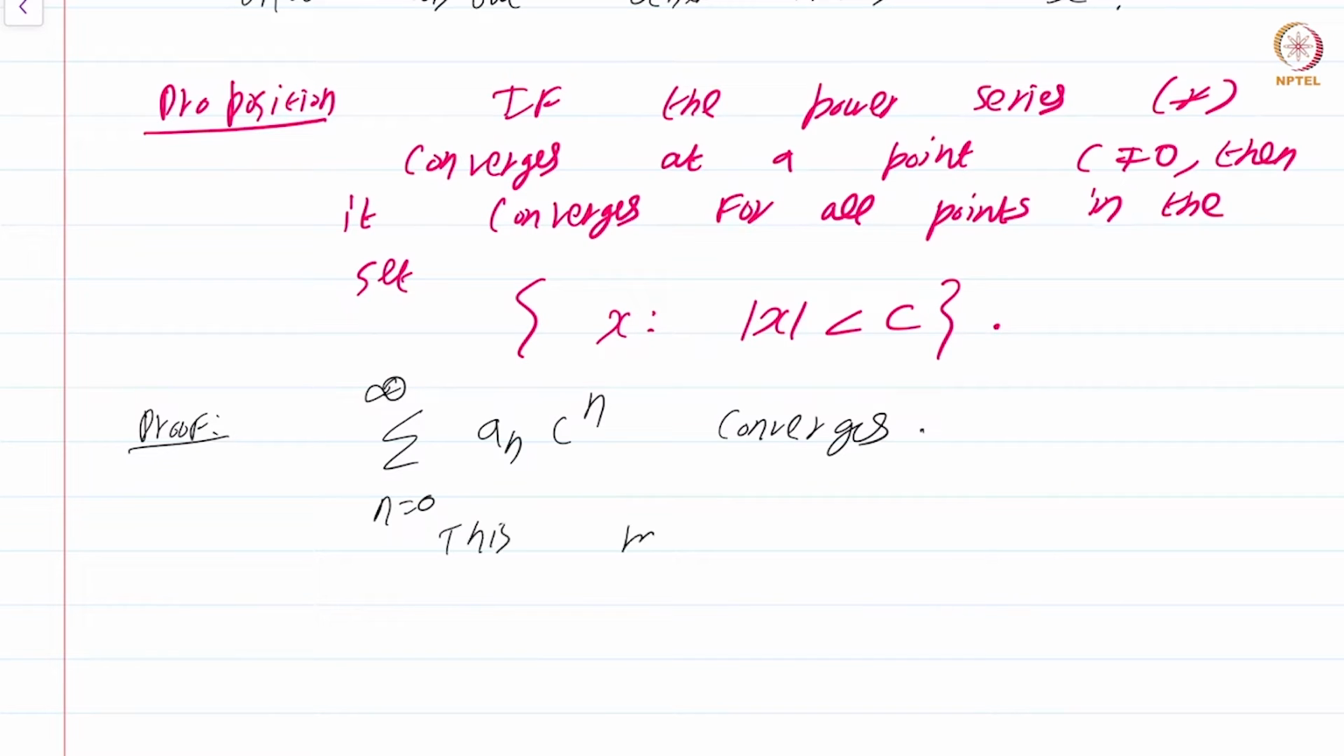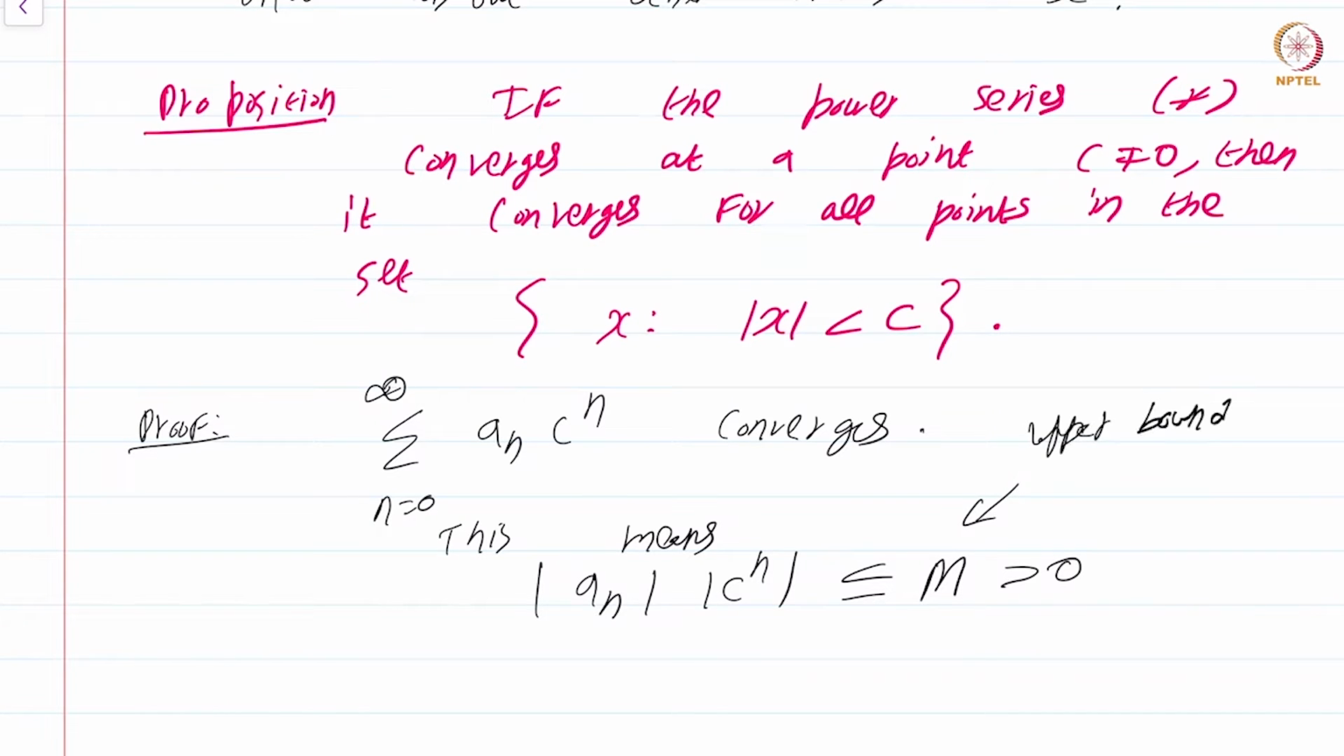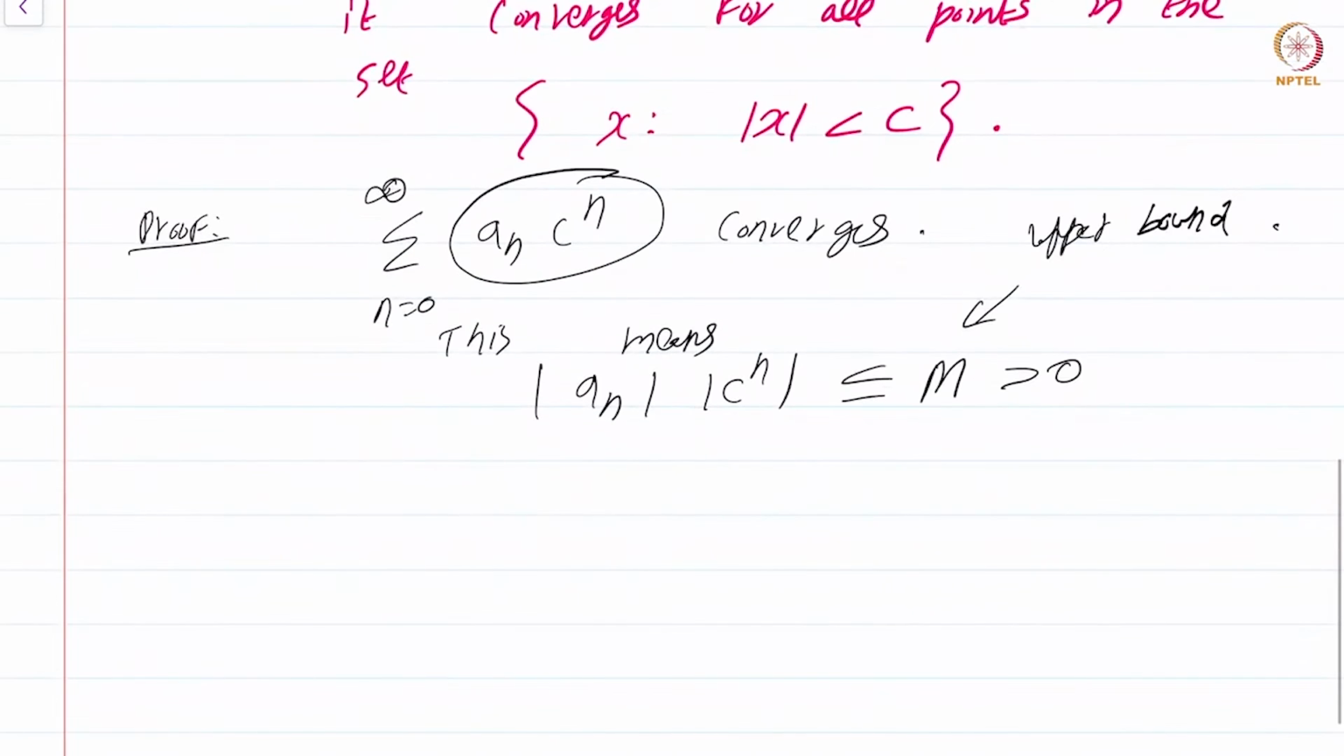Now this means first of all that mod a_n mod c^n is less than or equal to some M which is greater than 0, some upper bound. Since the series converges, the sequence converges to 0, and therefore the sequence has to be bounded. When I say sequence, I mean the sequence a_n c^n, not just the sequence a_n. So we can find an upper bound M such that mod a_n c^n is less than or equal to M, a quantity that I'm taking to be greater than 0, and this is true for all n in the natural numbers union 0. Okay, how does this help us?